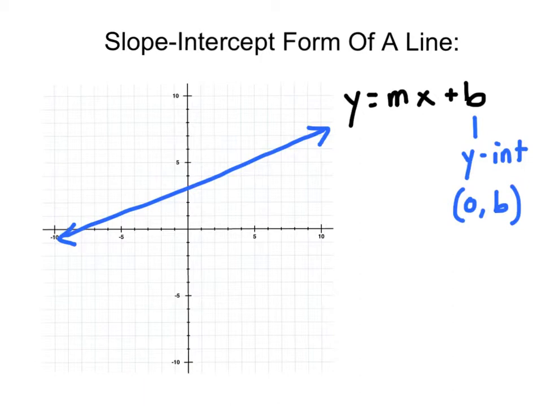The other thing that I've got in the equation here is m, and m stands for the slope. So whatever m is, whatever number is multiplied by x, and the m will always be in front of the x, that's going to tell me what the slope of the line is. And if I start at that y-intercept, I can then use that slope to move up and over to other points that fall on that line. So let's take a look at a specific example.